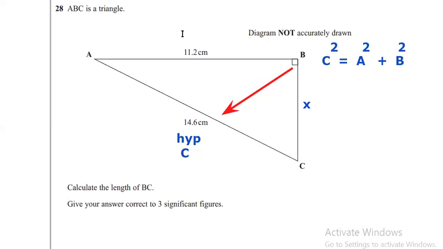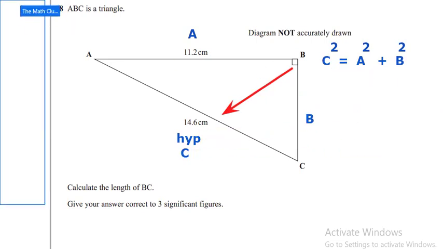So let's say this one is A, and this one is B. And as we said, we call this X, or you can call it B. You don't have to call it X to find out the length of this line. So let's call it B, okay? Now, we're going to substitute these in the formula that we have, and then we will find the length of B.